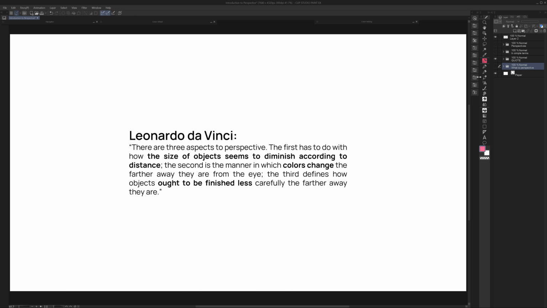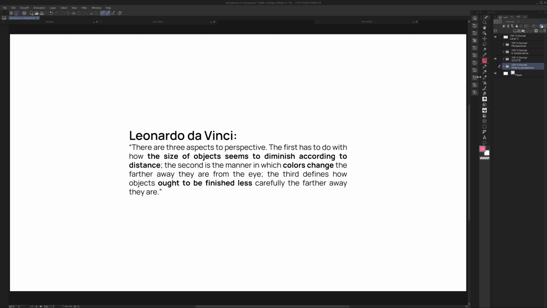Then we have a quote from Leonardo da Vinci. There are three aspects to perspective. The first has to do with how the size of objects seems to diminish according to distance. That's an important one. The second is the manner in which colors change the farther away they are from the eye. That's the aerial or atmospheric perspective. And the third defines how objects ought to be finished less carefully the farther away they are.